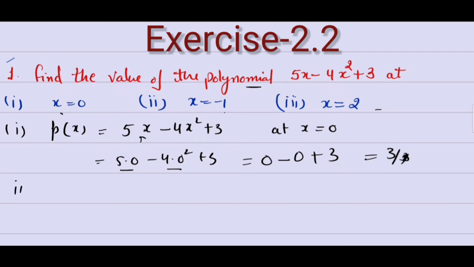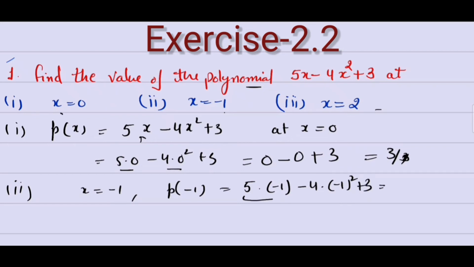Next, second question here, we have to put x is equal to minus 1. Let's put this value in p(x). So this will become p(minus 1) is equal to 5 into minus 1 minus 4 into minus 1 square plus 3. So this will become minus 5, minus 4 plus 3, which is equal to minus 9 plus 3. So this will become negative 6. This is my answer.